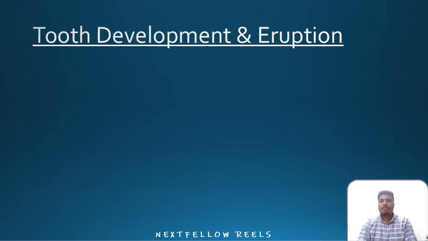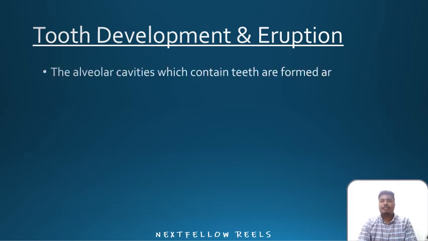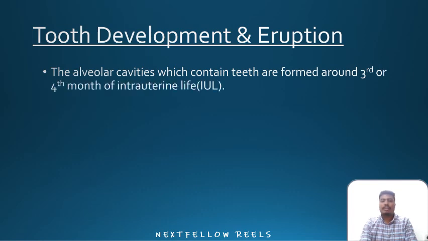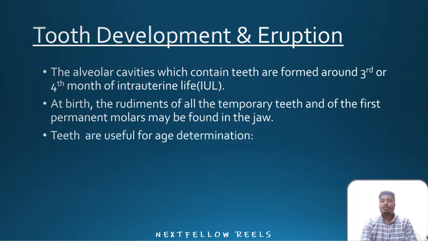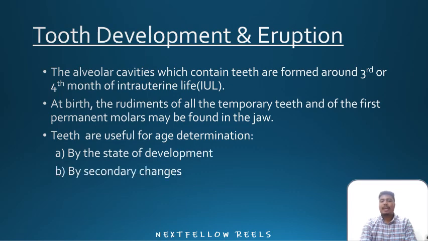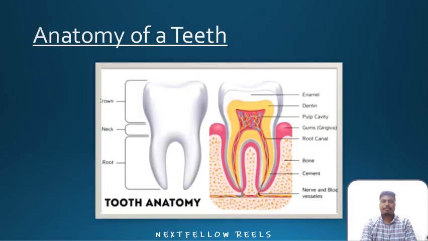Now, the first thing to discuss is the tooth development and the eruption of teeth. The alveolar cavities which contain teeth are formed around the third or fourth month of intrauterine life. At birth, the rudiments of all the temporary teeth and of the first permanent molars may be found in the jaw. Teeth are useful for age determination by the state of development and by the secondary changes.